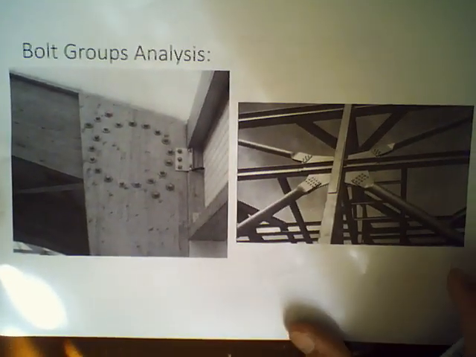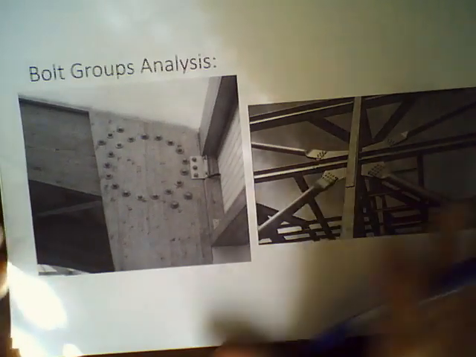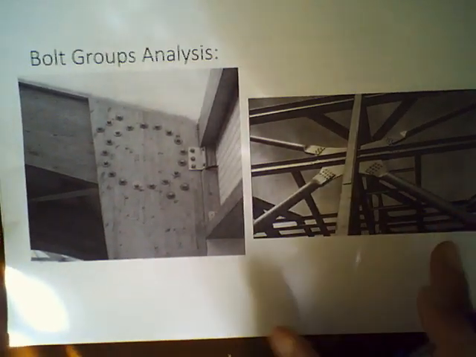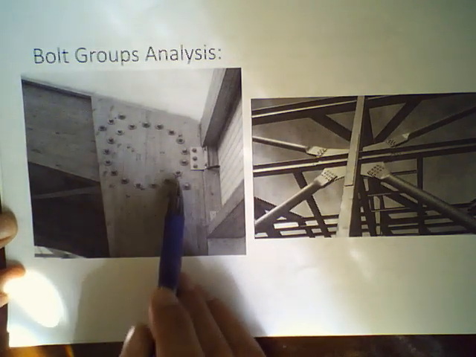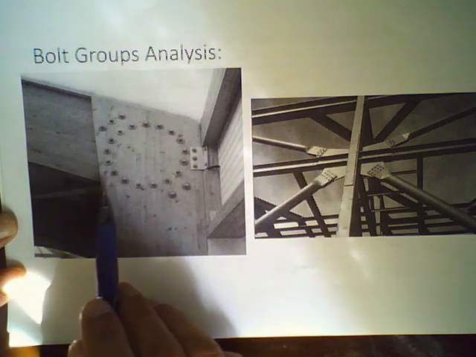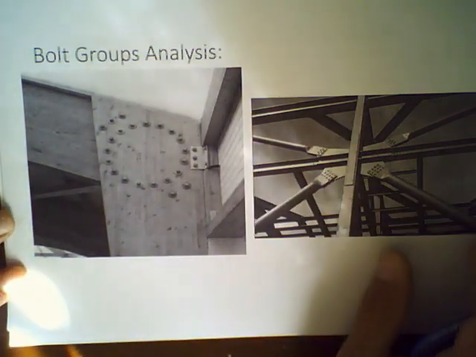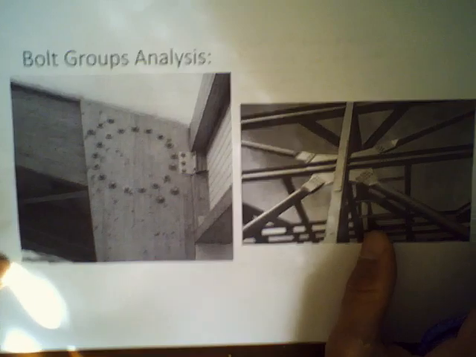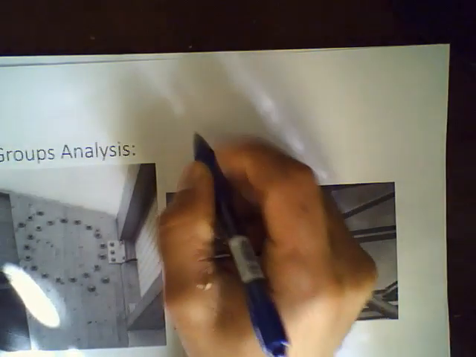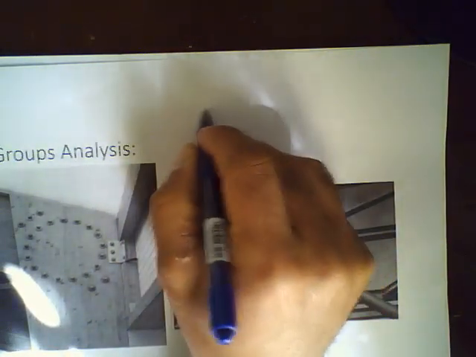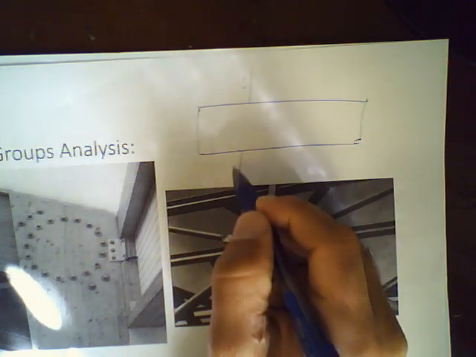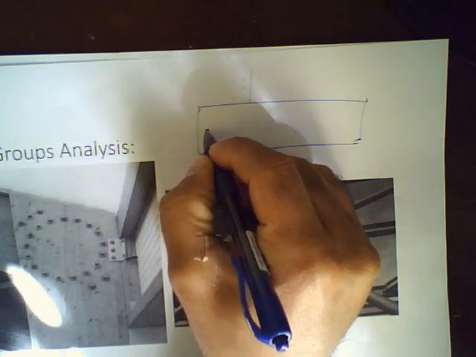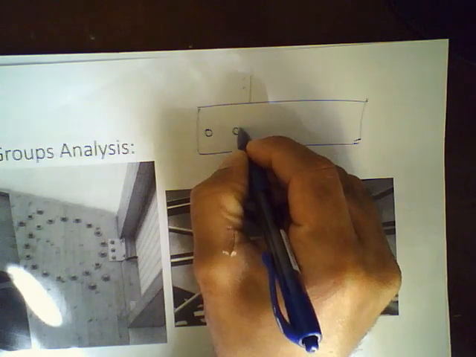bolt groups analysis, and you typically see bolt groups on large structures. You have a large portion of metal or wood, for example, that needs to be fixed to another structure, and basically we use bolt groups. So I have a question for you guys. Let's say I have a member, and let's say this is a wall right here, and I have a bolt over here and then a bolt over here.